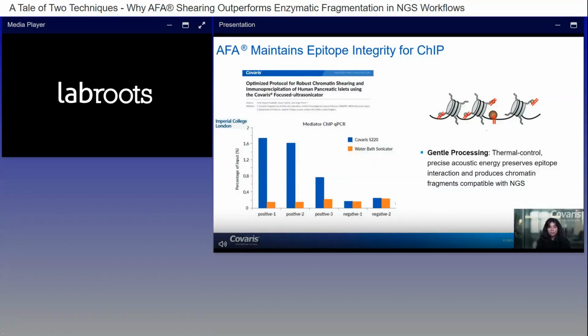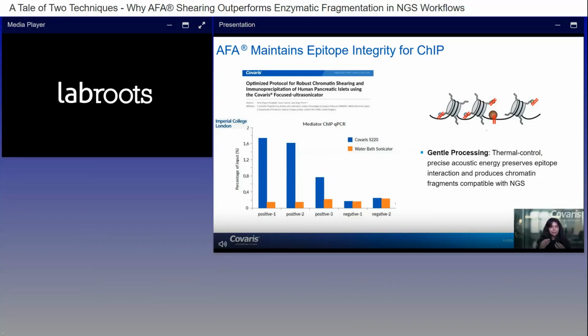And speaking of valuable samples, we can look even beyond standard NGS workflows towards the arena of epigenomics. So here we have data comparing ChIP signal for samples sheared using a Covaris ultrasonicator as opposed to a traditional water bath sonicator. Now, anyone who's done ChIP before knows that it can be a very laborious process. It leverages formalin fixation to preserve interactions between DNA and proteins of interest.